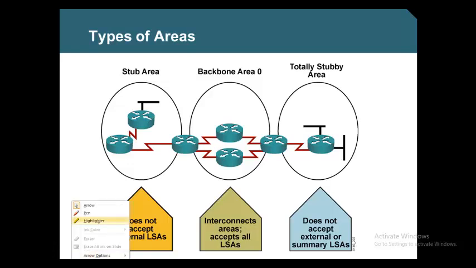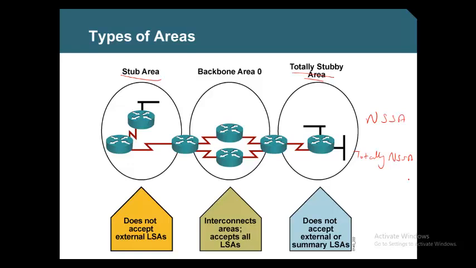What are they? Stub area, totally stub area, not so stubby area, totally not so stubby area. These are the 4 special area types. Stub area, totally stub area, not so stubby area, totally not so stubby area. 4 types.